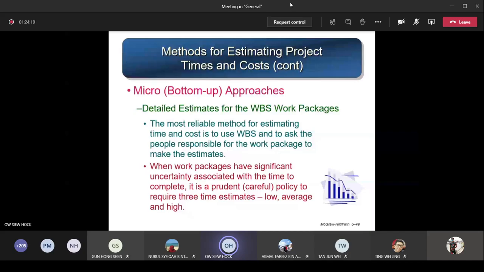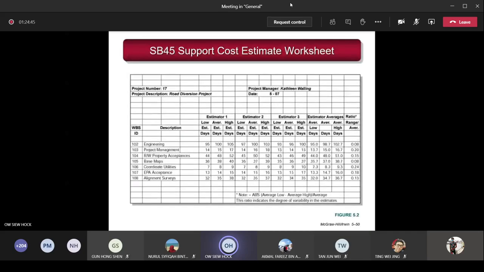When work packages have significant uncertainty associated with the time to complete, a prudent, careful policy is to require 3 time estimates: low, average, and high. Just like, what is the lowest value, what is the highest value, and what should be the average value to carry out the task within a certain time or a certain cost. You get 3 values instead of 1 value. If you need high accuracy, you're afraid that accuracy cannot be achieved using 1 value only.